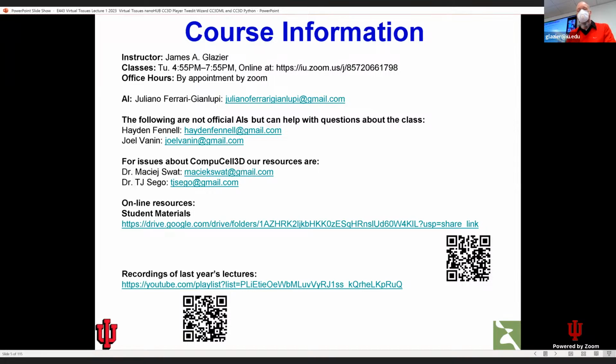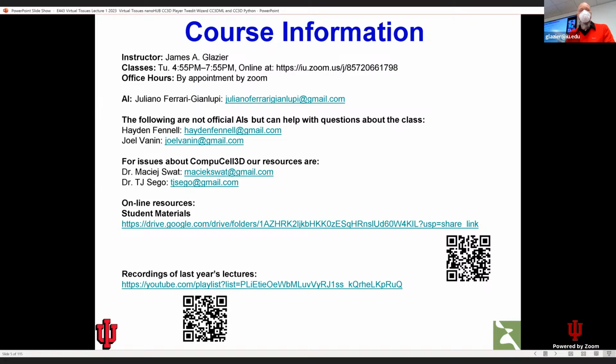For the CompuCell software itself, our resources are Dr. Maciek Swat and Dr. TJ Sigo, who are always going to be available to help us if there are issues with the software. Maciek is in Colorado. TJ was here as a postdoc and just started a faculty position at the University of Florida doing this kind of modeling.